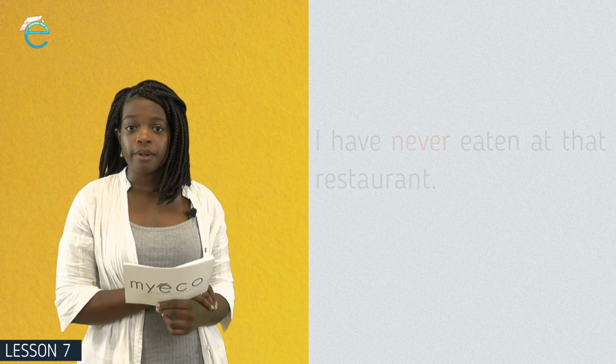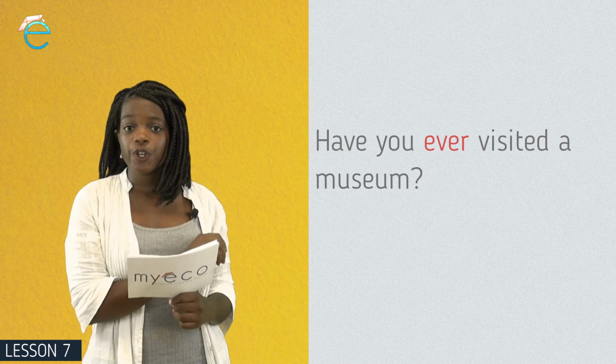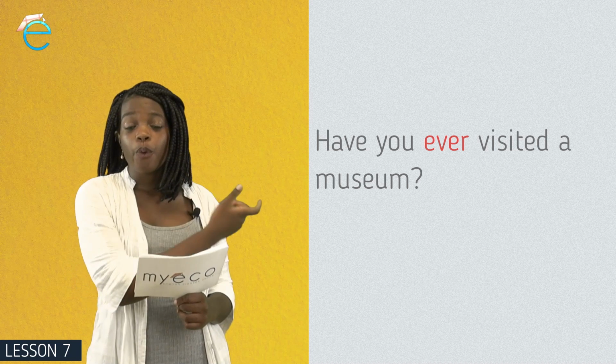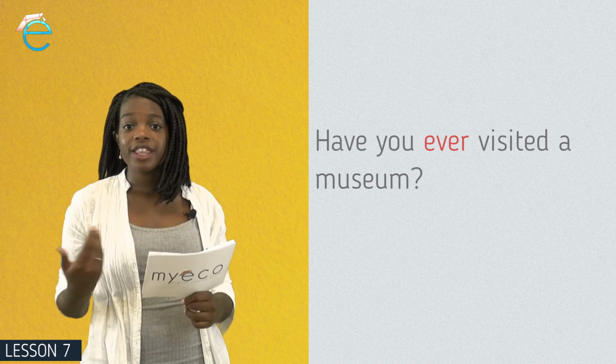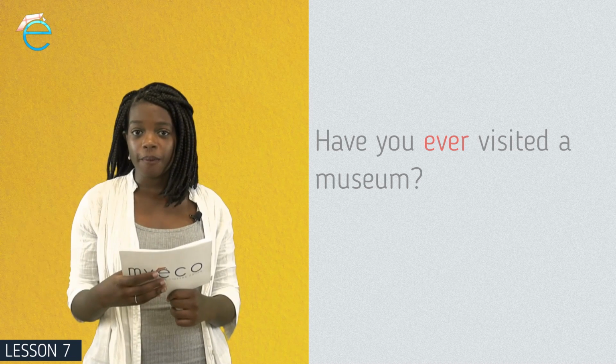Our second example, have you ever visited a museum? This is a question. We're trying to gain some information. So our have or our has would move to the front of the sentence, and they're asking if it's something that has ever been done by you before.